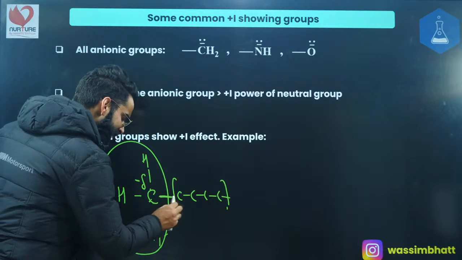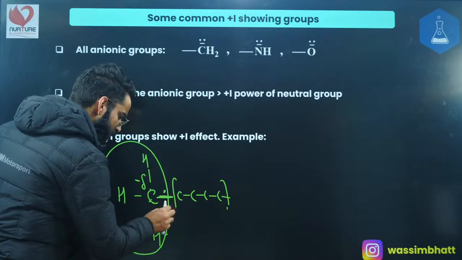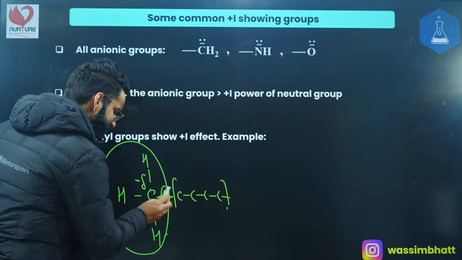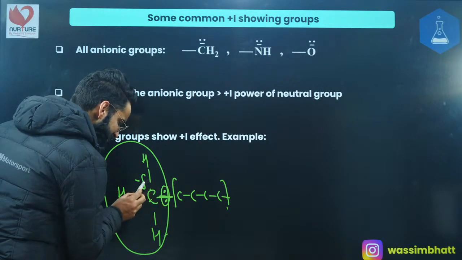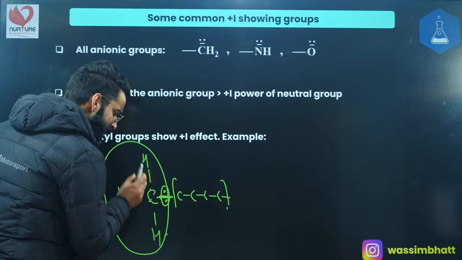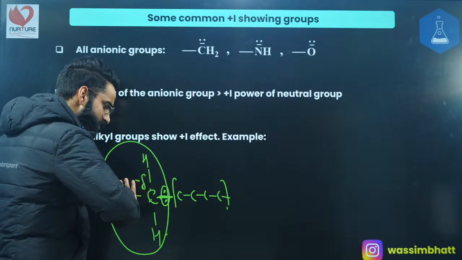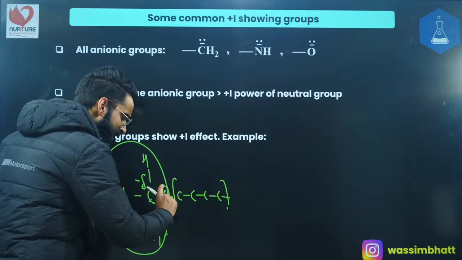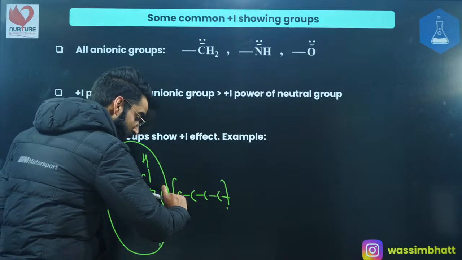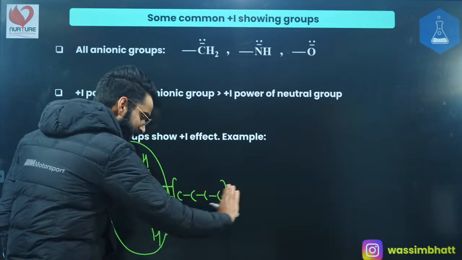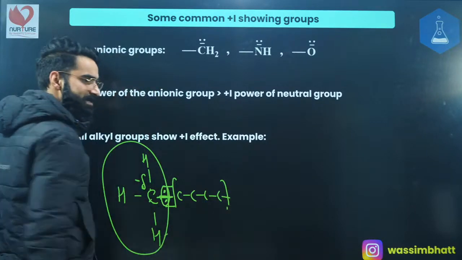Between these two carbon atoms, there's a bond. So that means there's a bonded pair over here, right? Can I say there'll be repulsions between the negative charge and this bonded pair? If there are repulsions, this negative charge is going to push this bonded pair of electrons towards this carbon, due to which sigma electron density towards the chain is increasing.